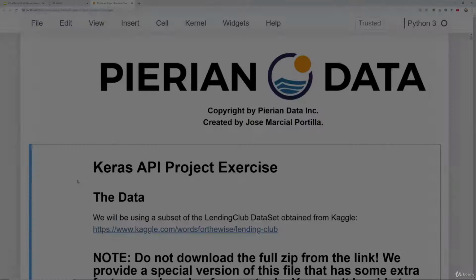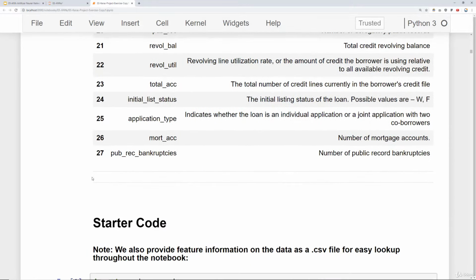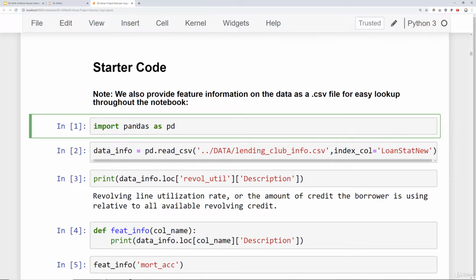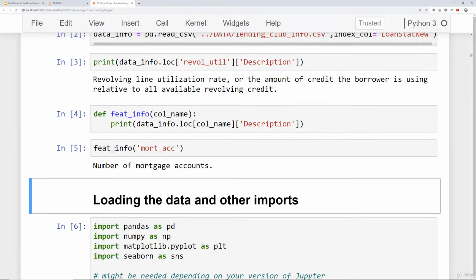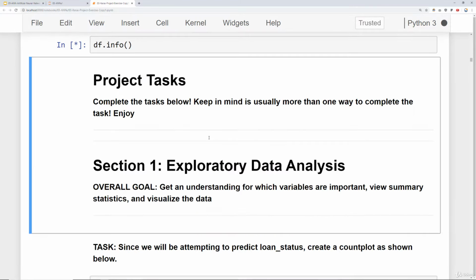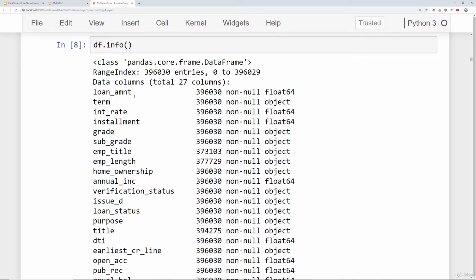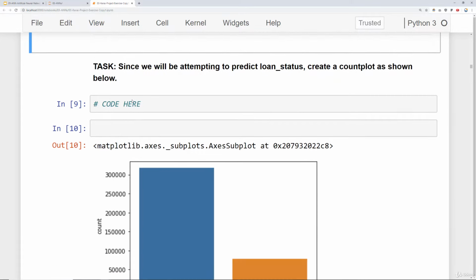Let's get started. Okay, here I am at the exercise notebook. I'm going to start off by running the first couple of starter code cells. So that's importing the data that allows us to run our feature information function, as well as loading in the actual data set that we'll be working with. So it looks like that's all loaded up. Next, let's begin exploratory data analysis.